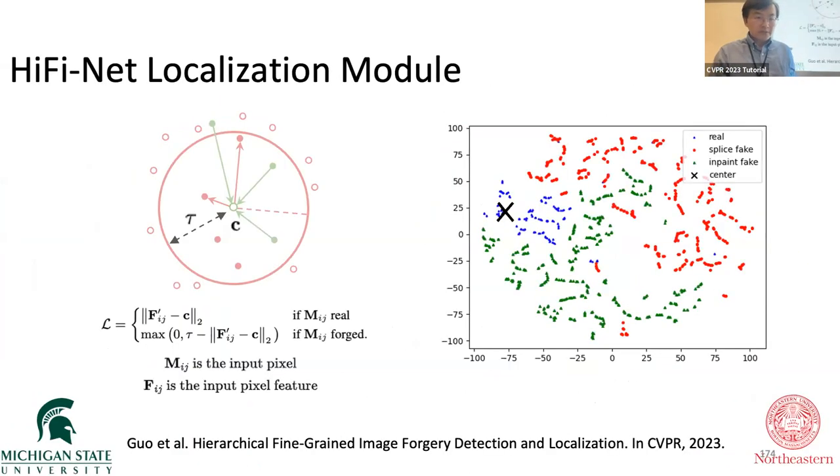One of them is that we define a loss function so that if it's real data, we want it to be concentrated, or close to each other, as much as possible. If it's forgery data, we want it to be away from the center in the latent space, okay? Indeed, if you eventually look at the distribution of different real and fake samples, you can see that they can be separated from each other.